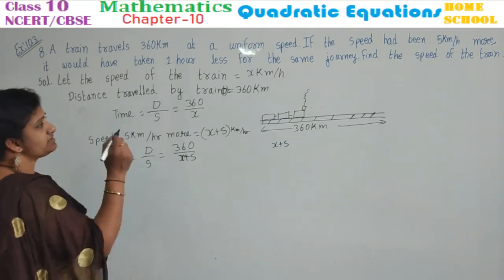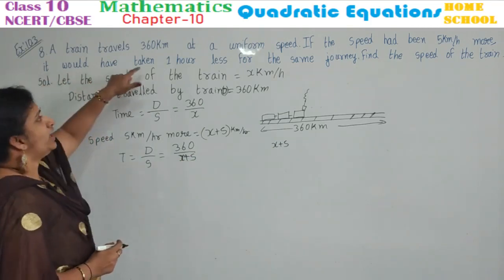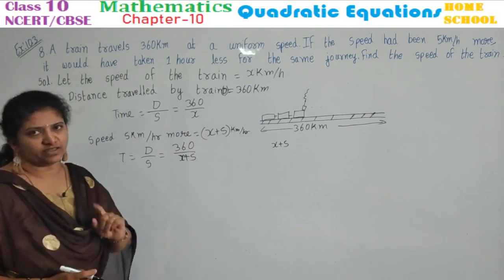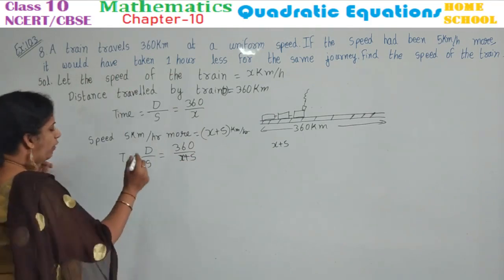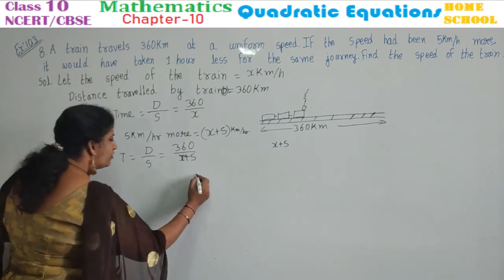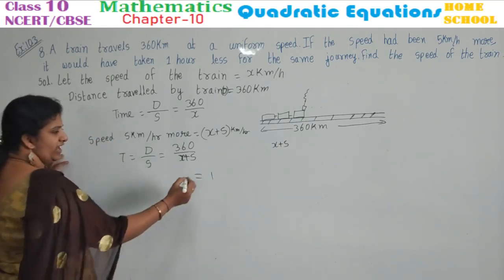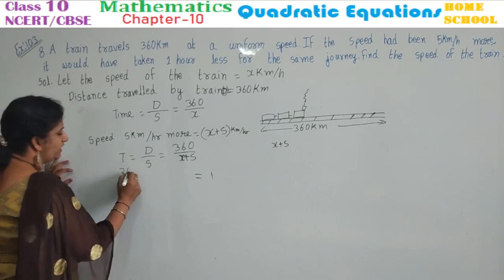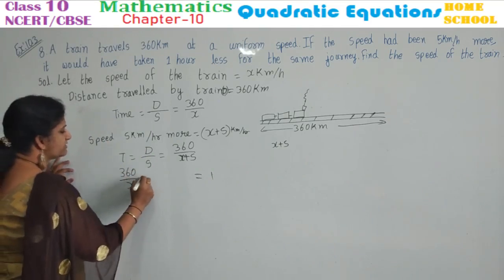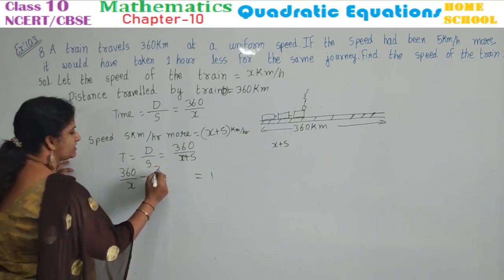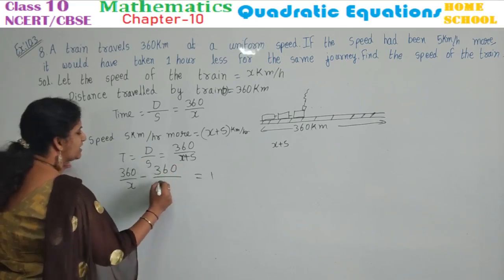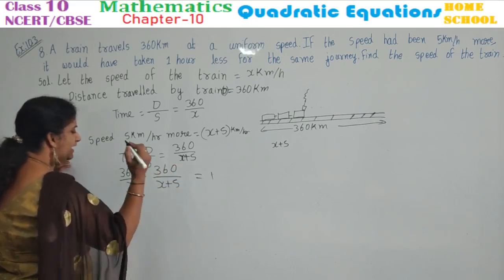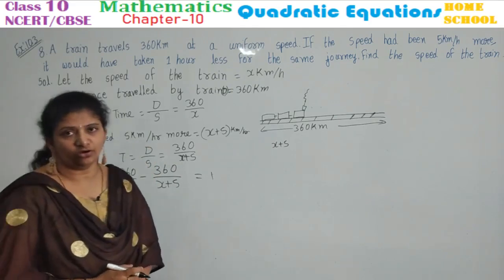And now what is given here? It would have taken 1 hour less for the same journey. 1 hour less. How do you frame this, children? 1 hour less is equal to the time difference. 360 by x minus, we need to subtract, 360 by x plus 5 is equal to 1.